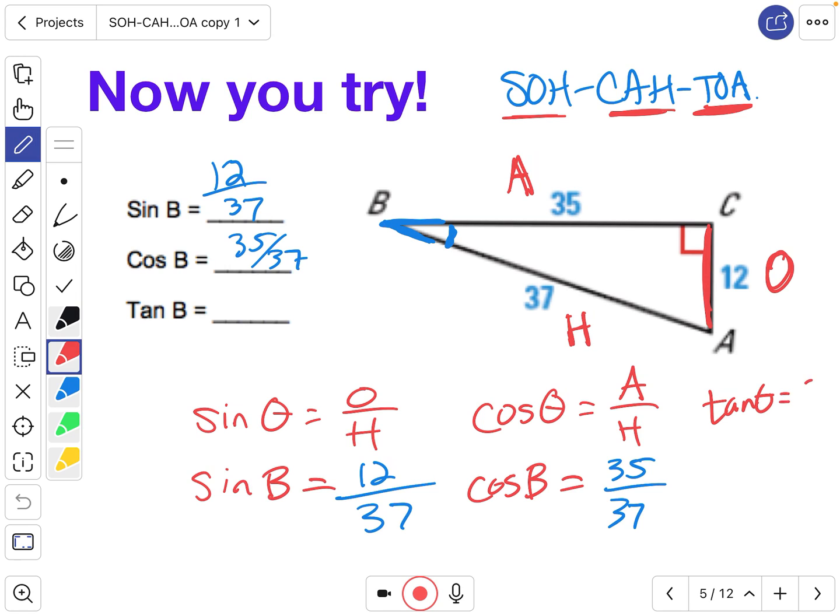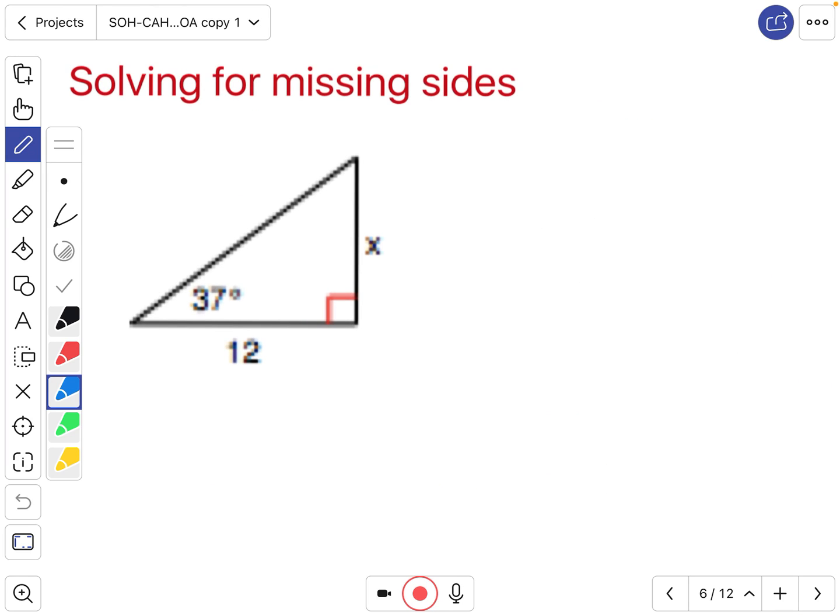And lastly, to find the tangent, which our TOA means opposite over adjacent there. And so tangent of B is going to be the opposite side, which is 12, over the adjacent, which is 35. Again, we can't reduce, so 12 over 35 would be our ratio.